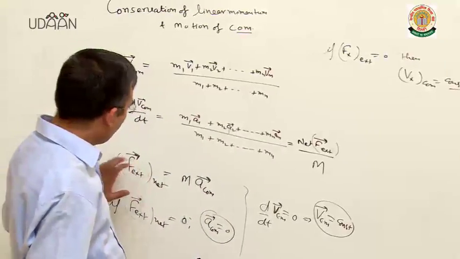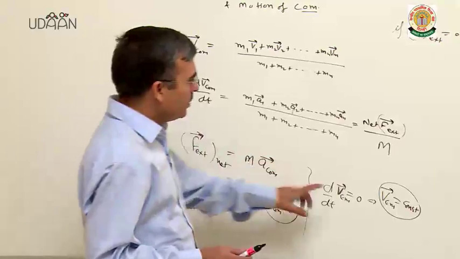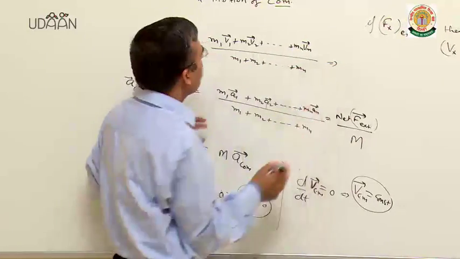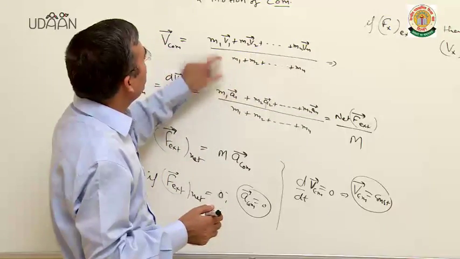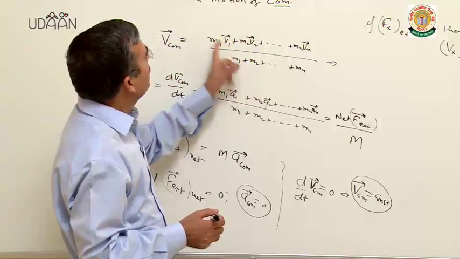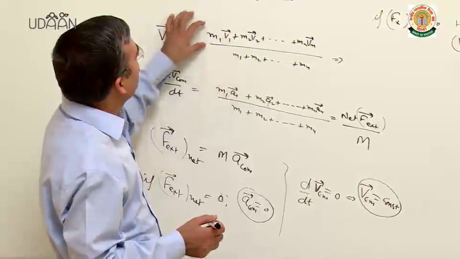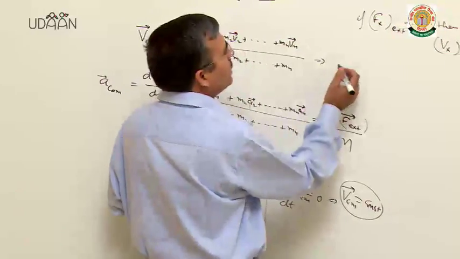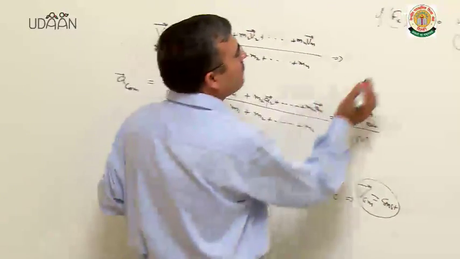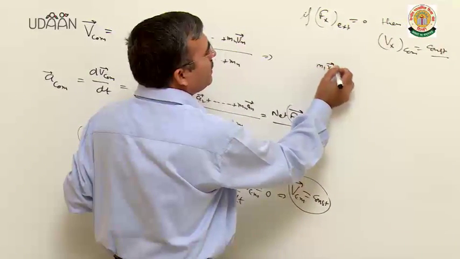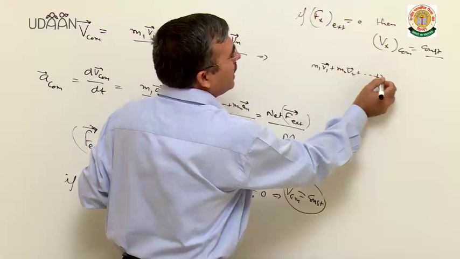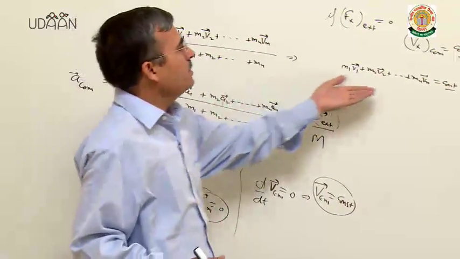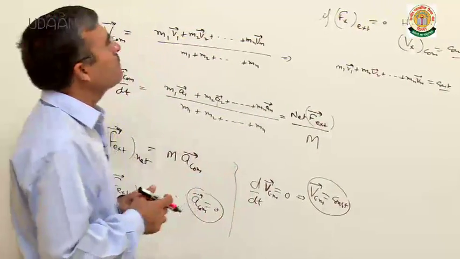Okay. Now, when F external is 0, then v COM is constant. It means this part is constant. It means the total mass of the system is constant, so the upper part will be constant. These are the momenta of the particles. The vector sum of the linear momentum of the system will remain constant. Under this condition, if F external is 0, then m1 v1 vector plus m2 v2 vector plus and so on plus mn vn vector is constant. It is the law of conservation of linear momentum. Clear? Okay.